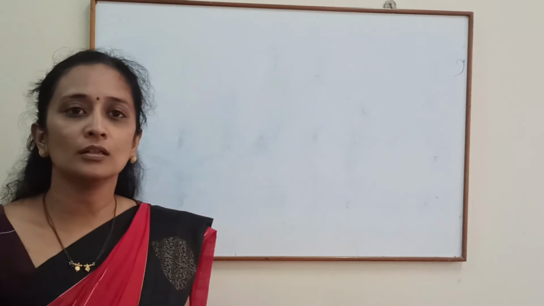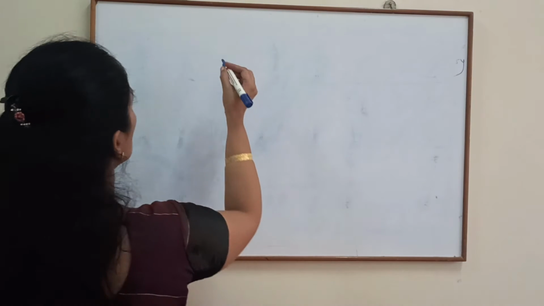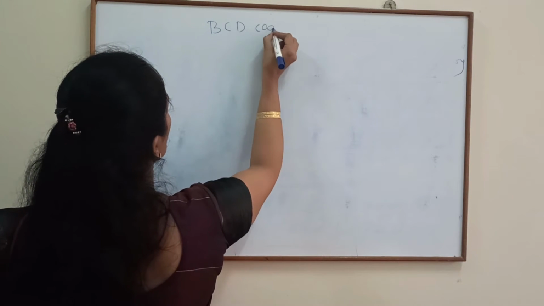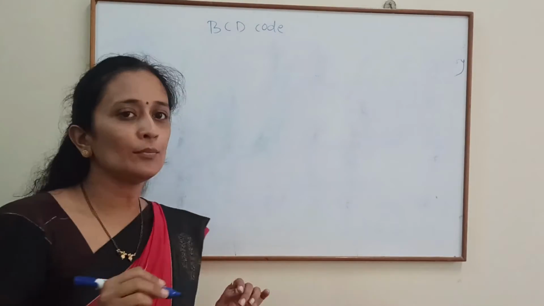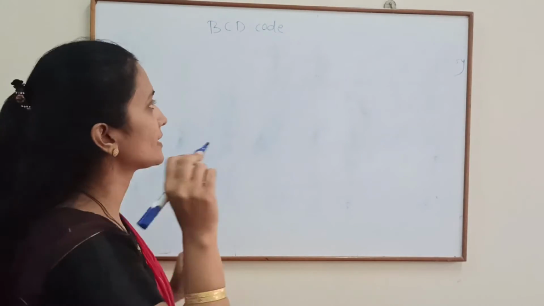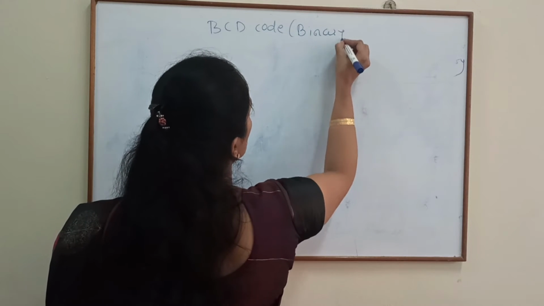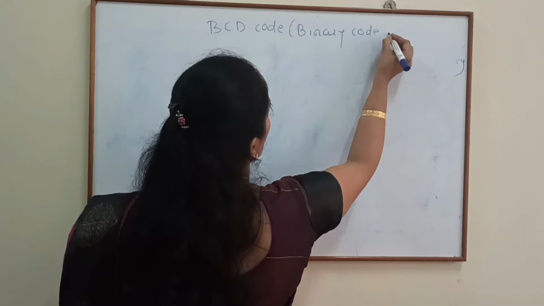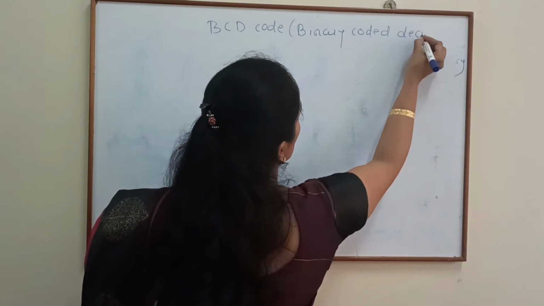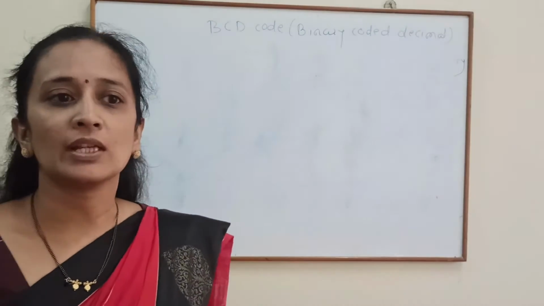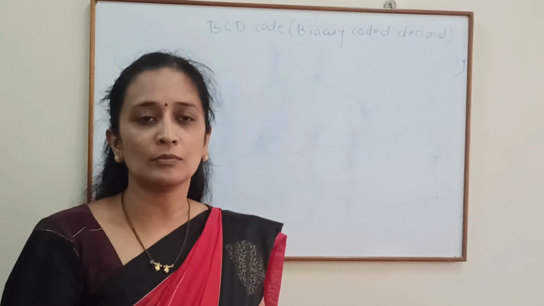Now we will learn what is BCD code. BCD means binary coded decimal. These are decimal numbers only, but in the form of binary.